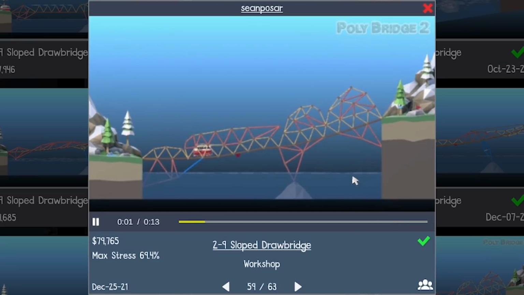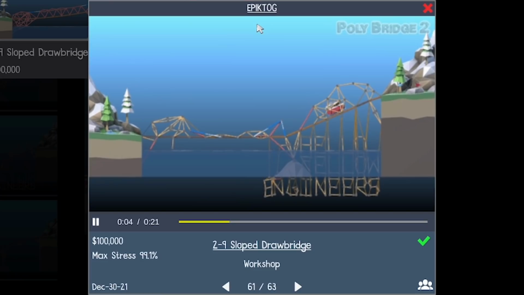All right, what is this one? Is that meant to be something? That looks like two. I'm not sure if that's been done to look like something or whether it's just efficient design at its finest. Hello, fellow engineers. Nice one, Epic Tog. Oh, nice little solution as well. Look at that. Oh, we got hello, fellow engineers again, but all on one bridge.